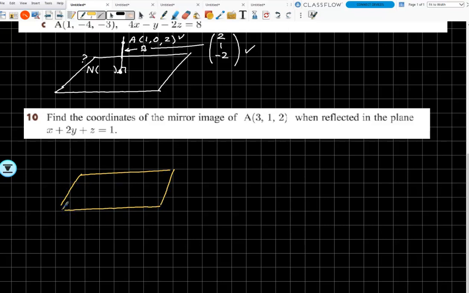Got a plane. Got a point. And we want to reflect it. So it's going all the way through.